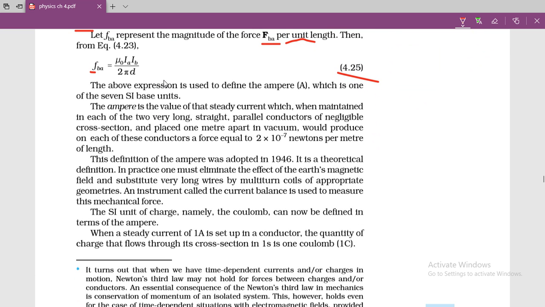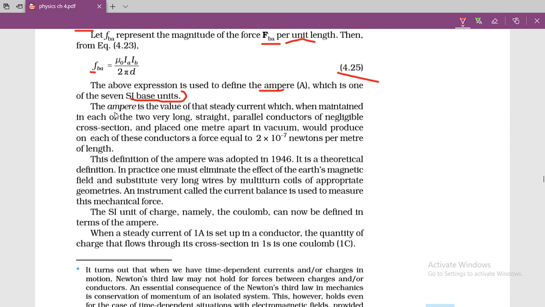Now the above expression is used to define the ampere. We are going to define 1 ampere current, which is one of the 7 SI base units. The definition of 1 ampere current follows from the situation we have already explained above. So let's start the definition of 1 ampere current.